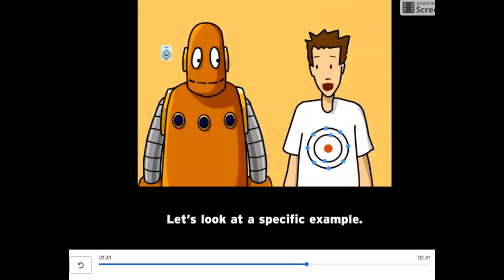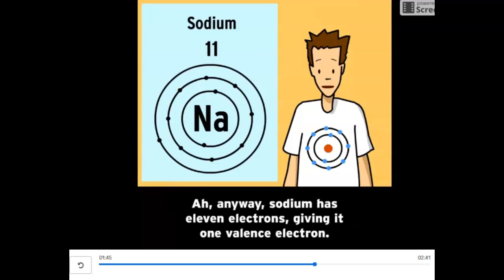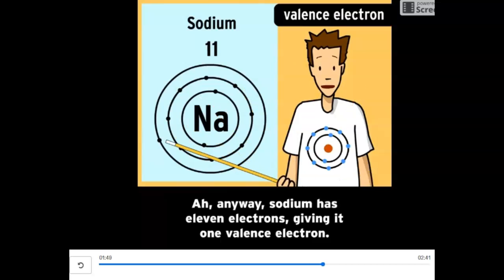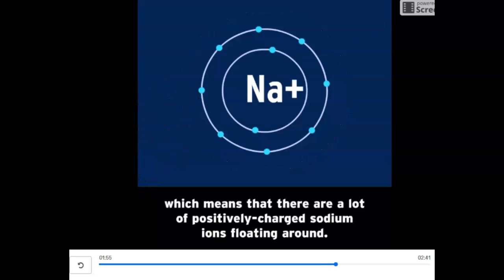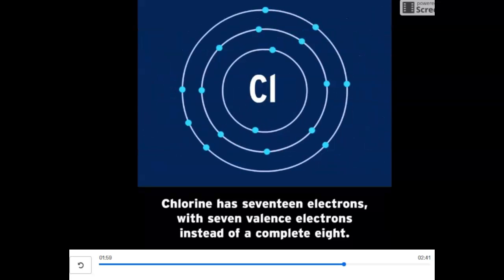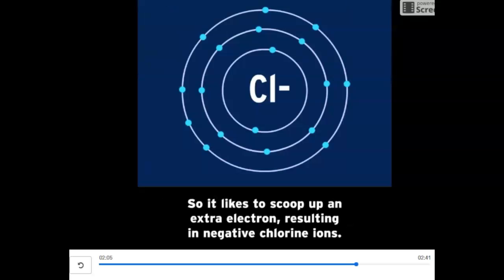Let's look at a specific example. Sodium has 11 electrons, giving it 1 valence electron. It doesn't take much energy to knock off that lone electron, which means that there are a lot of positively charged sodium ions floating around. Chlorine has 17 electrons, with 7 valence electrons instead of a complete 8. So it likes to scoop up an extra electron, resulting in negative chlorine ions.